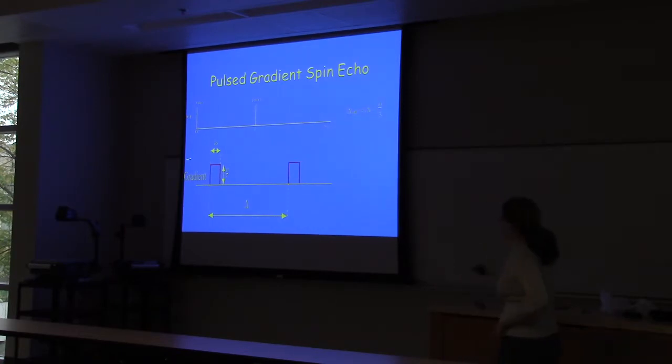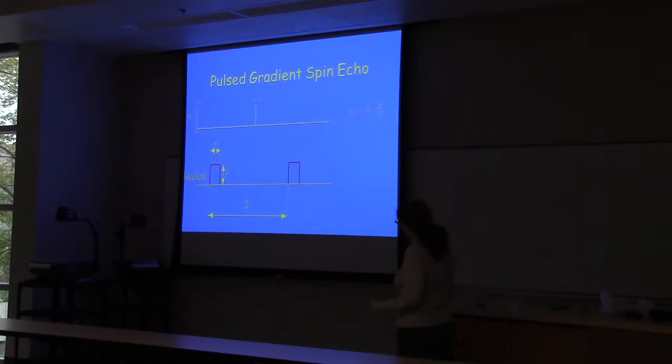So the actual sequence has us put in our burst of energy, then a little gradient pulse, then we actually reverse the phase, put in exactly the same gradient pulse, and we measure the signal over here to get our phase and our diffusion coefficient.